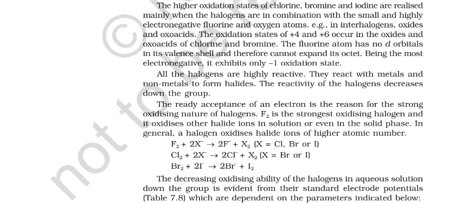Example, in interhalogens and oxoacids. The oxidation states of plus 4 and plus 6 occur in the oxides and oxoacids of chlorine and bromine. The fluorine atom has no d orbital in its valence shell and therefore cannot expand its octet. Being the most electronegative, it exhibits only the minus 1 oxidation state.